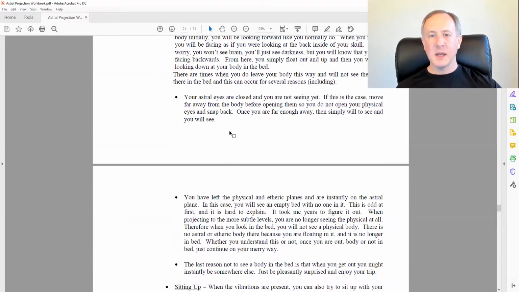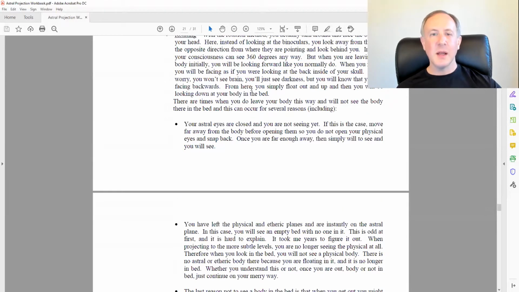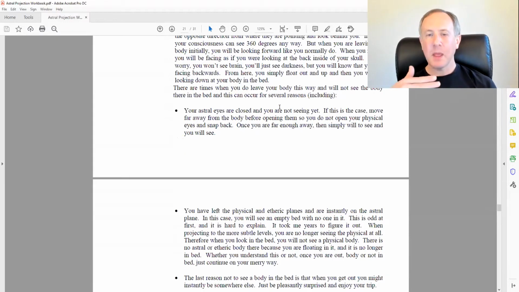This says your astral eyes are closed and you're not seeing yet. Oh, wait, what is it? There are times when you do leave your body this way and you will not see the body there in the bed, and this could happen for several reasons. Okay, gotcha. You do have astral eyes. Yeah, you have astral vision, but what I've realized is you have astral eyelids, because as above, so below. For whatever reason, you can close your astral vision. If you don't want to see ghosts in the room, you close your astral vision.